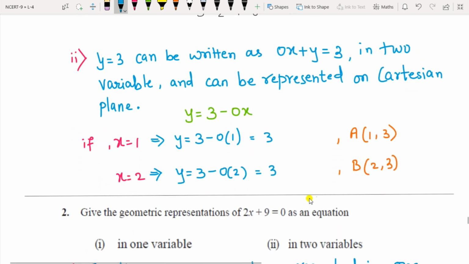Then for two variables, convert this equation in two variable form. So y is there, we don't know x, so write as 0x plus y equal to 3. So convert it into the subject here. So y equal to 3 minus 0x. Taking any values of x, find the values of y. You are getting 3, 3 here. So this is point A as 1 and 3 and point B as 2 and 3. And we will be showing this in graph paper. So for both the questions I have drawn only one graph.